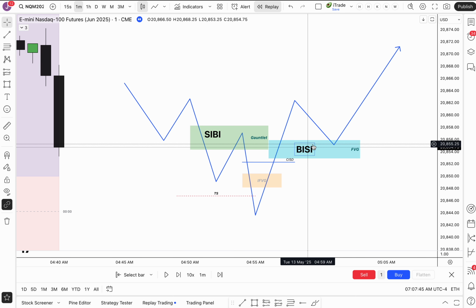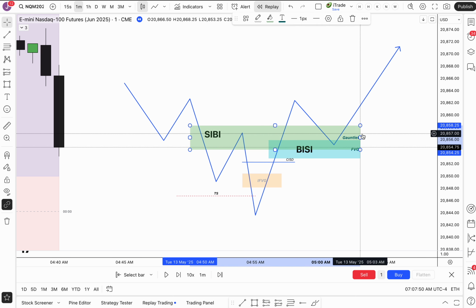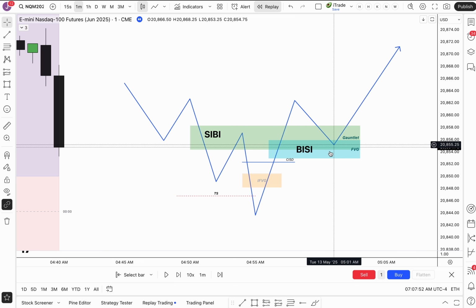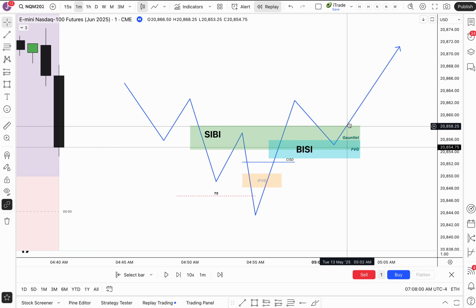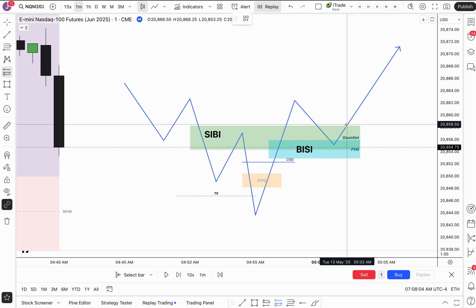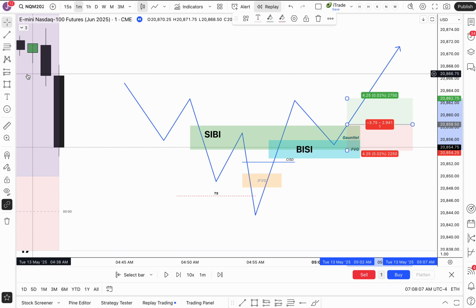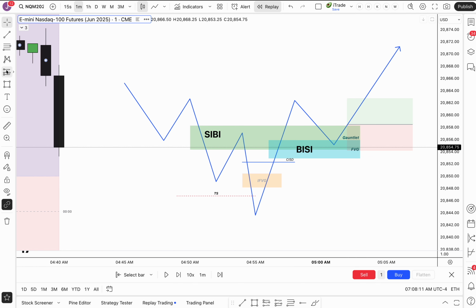And then this functions as support, but also this as well. Okay, so you'll maybe tap into that gap. Maybe you don't want to go long right there. Maybe you want to wait until we close back above the high of the Gauntlet again. So you can enter here, okay? You can enter there, or we can enter here, 50% of this gap.